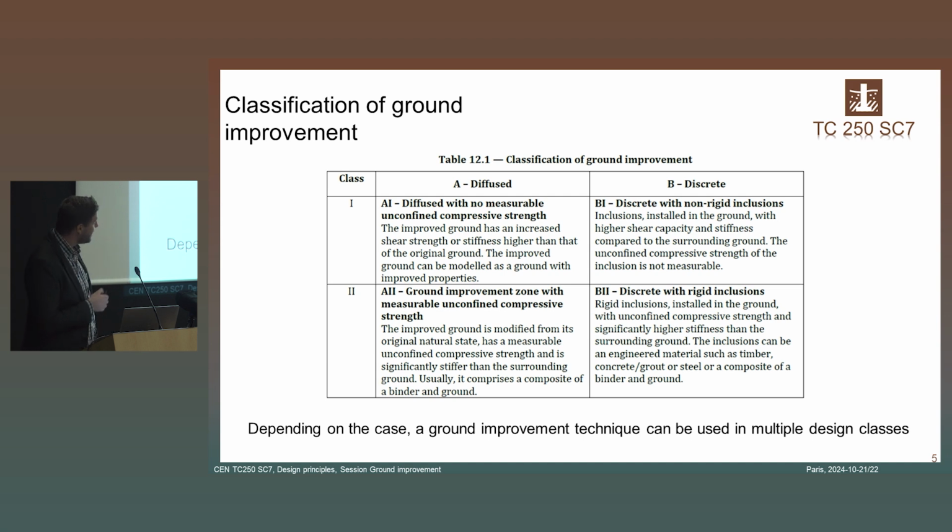Thus, I'm going to explain that in more detail in a few slides, but basically we have the following classes of design for ground improvement, taking into account the diffuse or discrete improvement of the soil, and the fact that we can or cannot measure an unconfined compressive strength for the ground improvement material. And thus, depending on the case, and that's a little bit challenging for the people of practice, one execution technique can fall in different design classes.